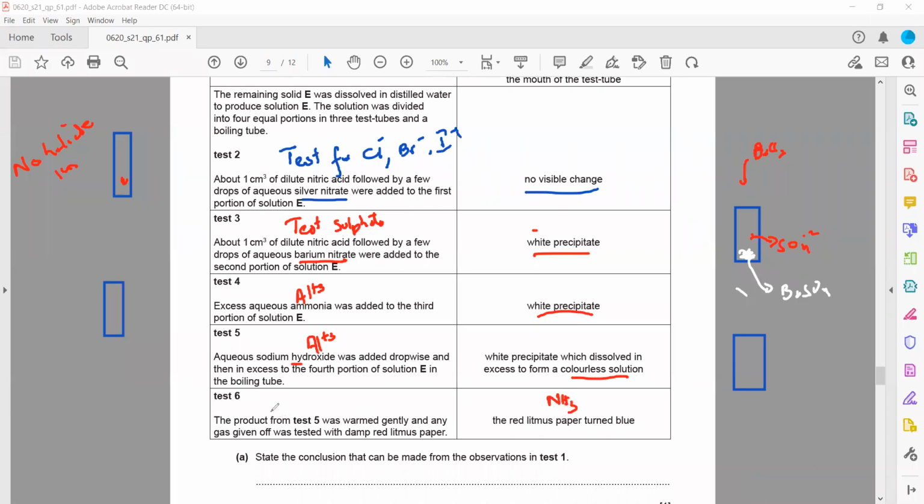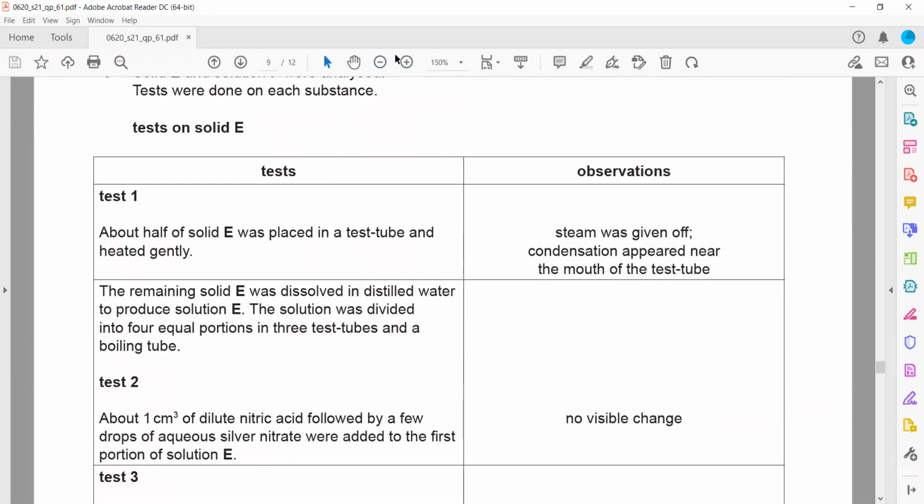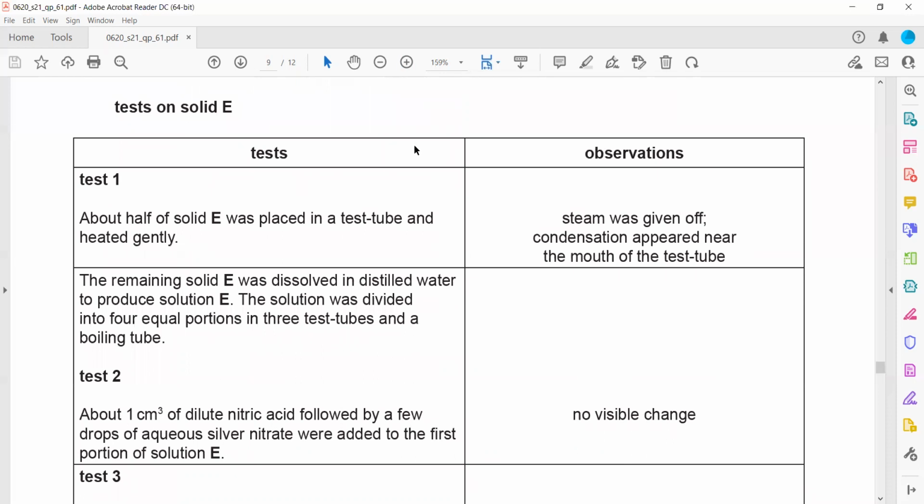So what was test 1? In test 1, we supply the heat energy to the solid, and the solid gives off water of crystallization. So this gives an idea that solid E is a hydrated salt. What does test 1 indicate? It indicates that the salt is hydrated or contains water of crystallization.